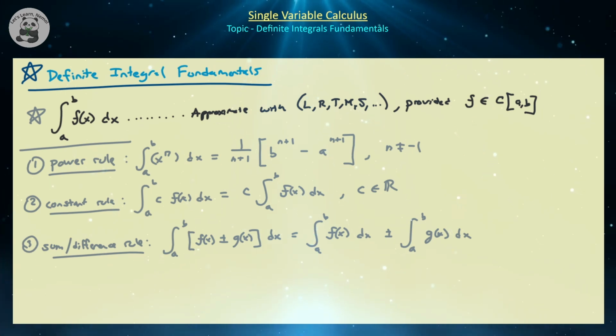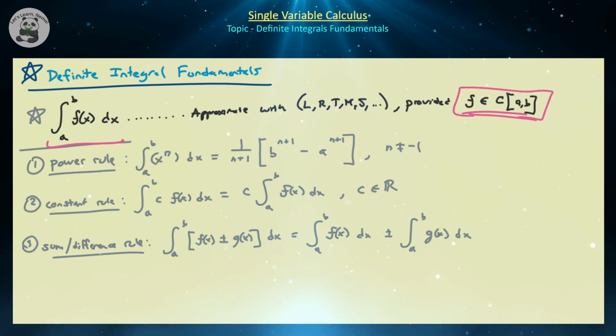So the integral from a to b of f of x dx, we already know even if we cannot find exactly what it is, we can always approximate it with a variety of methods: left endpoint, right endpoint, midpoint, trapezoidal, Simpson's rule, and so on, provided that the function is continuous on that interval [a, b]. For now, this assumption is going to be very important.